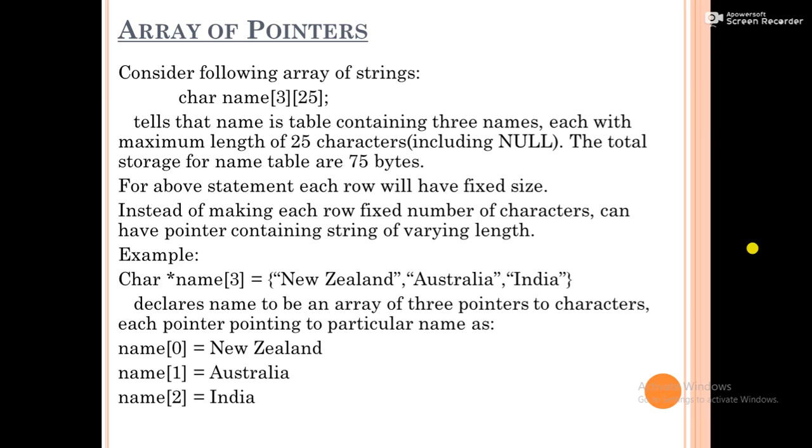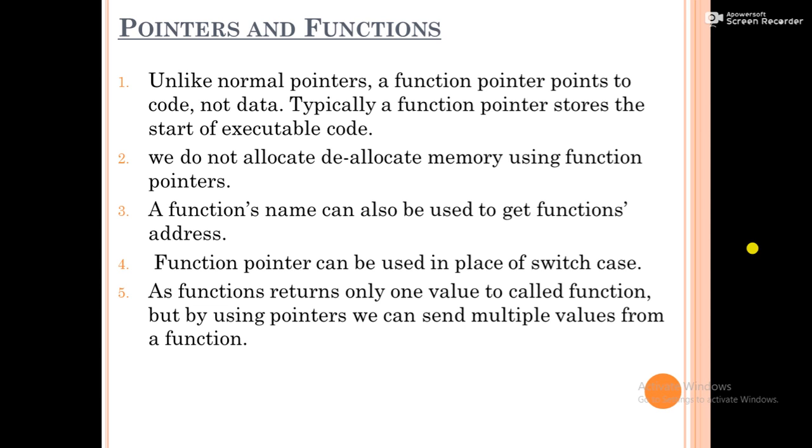So to reduce this we are using a pointer variable. In the example, char *name[3], we can declare it equal to "New Zealand", "Australia", "India". When we declare it like this, memory will be created only for as much data as is available in the character names. Like this we can reduce the memory allocation.